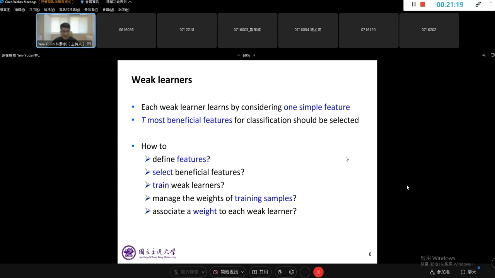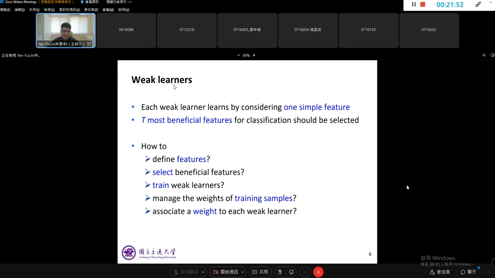In this slide, let's talk about the details of weak learner. As you could see, AdaBoost can derive a strong classifier, and this strong classifier is composed of a set of weak learners. The question will be how to select a small subset of weak learners, how to combine them, and how to determine their importance, how to determine the value of alpha.